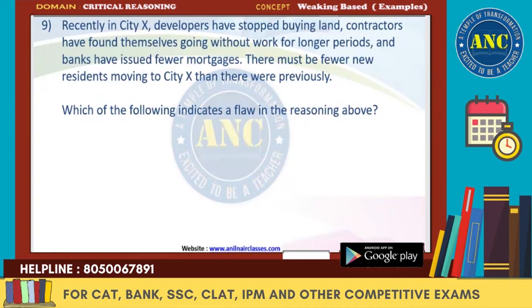What is the conclusion here? That there must be fewer new residents moving to City X than there were previously. Why is that so? Because of several observed factors. 1. Developers not buying land. 2. Contractors without work. And 3. Banks issuing fewer mortgages. That's what the author assumes, and it results from the fewer people trying to buy new homes. And what are we asked to find? We are asked to find a flaw in the reasoning of this argument.